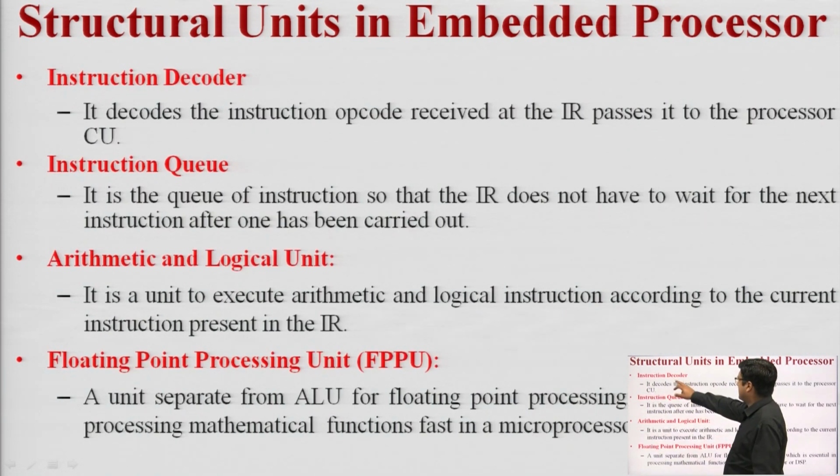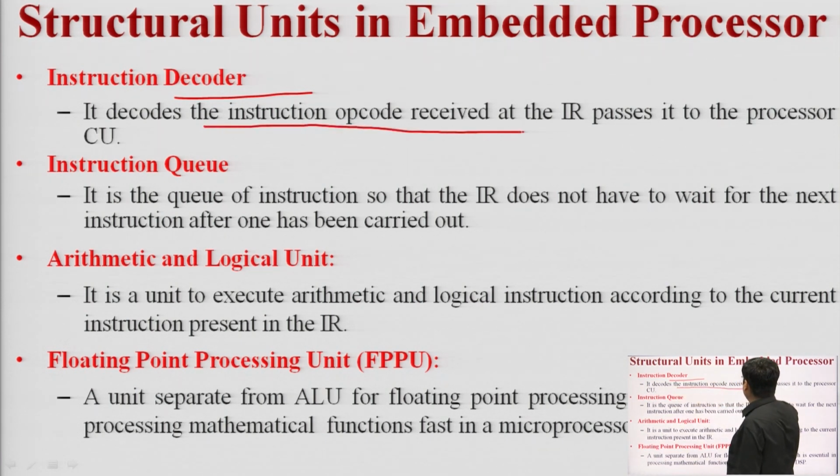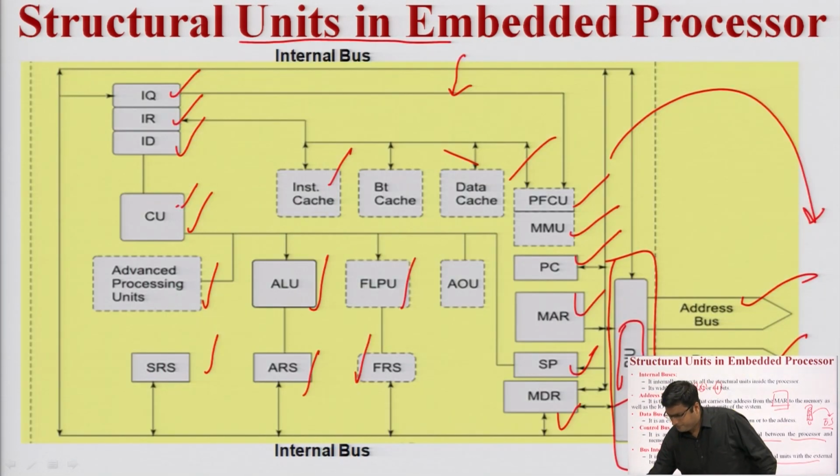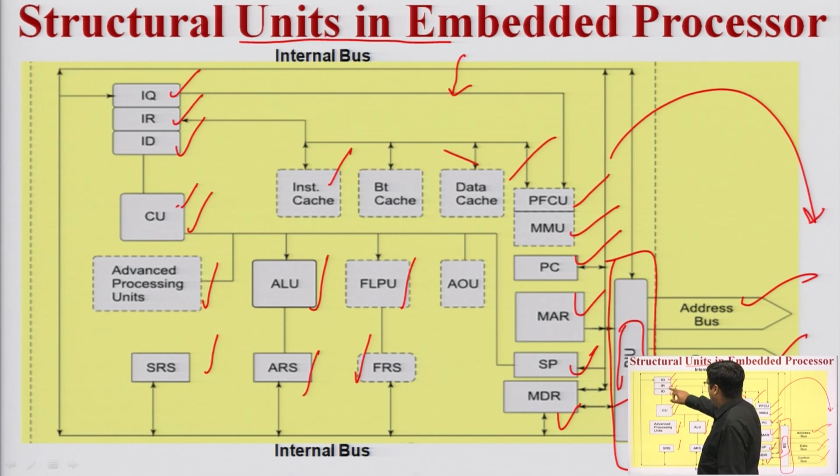So after that we have the instruction decoder. After the instruction register, the instructions will be decoded in the instruction decoder. It decodes the instruction opcode received at the IR and passes it to the processor. Here you can see that the instruction register will store the instructions and they will be decoded in the ID unit.